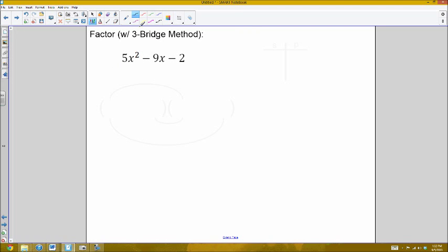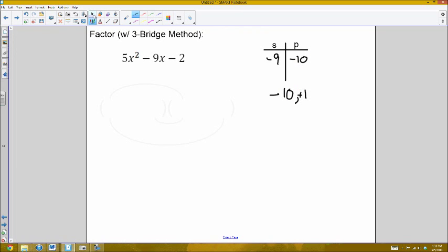So I want to factor this using the three-bridge method. Again, the first thing I'm going to do is write out my sum and product box, and I'm going to be looking for a number which has a sum of negative 9 and has a product of 5 times negative 2, or negative 10. So that's that A term times that C term. Well, two numbers which multiply to negative 10 and add to negative 9 would be negative 10 and positive 1. If it helps you, you can write the positive sign so that you recall that it's positive. As a double check, negative 10 plus 1 would give me negative 9, and negative 10 times 1 would give me negative 10. So those are my values.